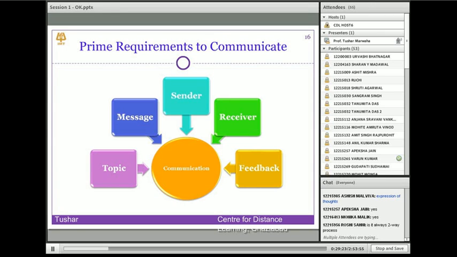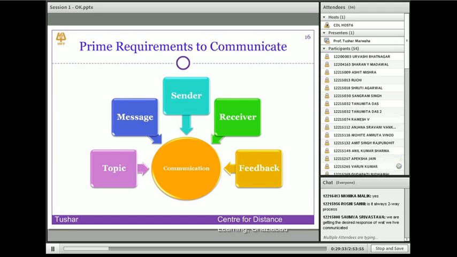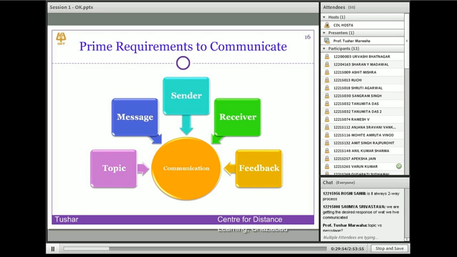Now these are the prime requirements to communicate. There's a topic, a message, a sender, a receiver, and feedback. So when we look at these five segments of communication, the topic is the idea. Now how is the topic different from the message? How is the topic versus the message?